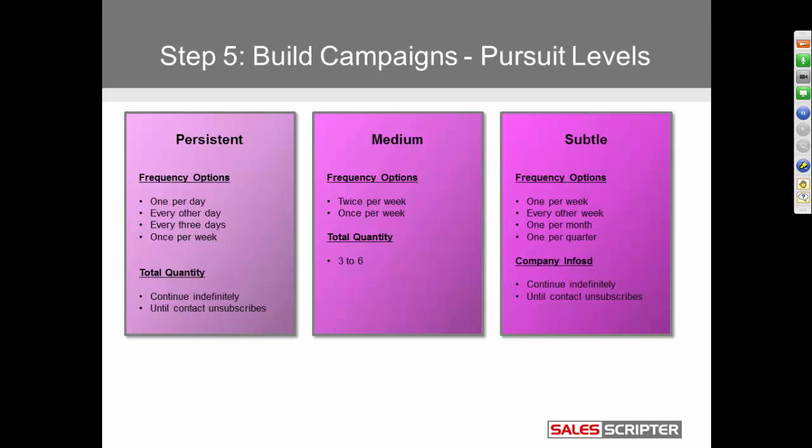And then we have a subtle pursuit level, which is just I'm in the background and I'm going to send you one per week, maybe one every other week, maybe one per month, or one per quarter. And so this is just very subtle and ongoing. You're going to continuously get an email from me, but not just in your face. So these are 3 different levels to think about.